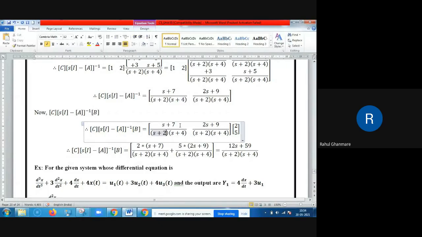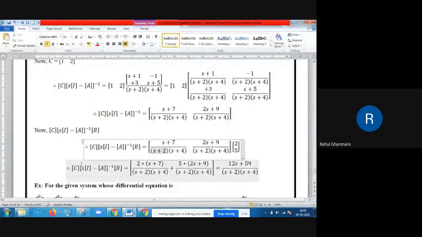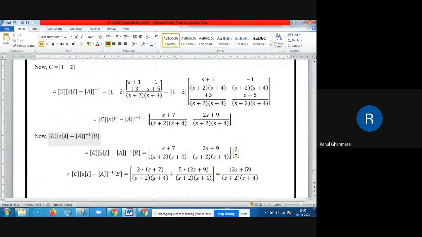This is row and this is your column. When you multiply this value, you get this equation: (s plus 7) into 2, with denominator (s plus 2)(s plus 4), and second is 5 into (2s plus 9) upon (s plus 2)(s plus 4). When you multiply these matrices, finally you get (2s plus 14 plus 10s plus 45) whole divided by (s plus 2)(s plus 4).